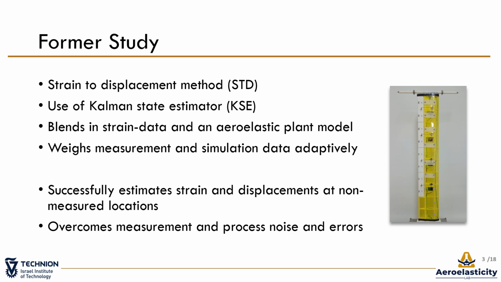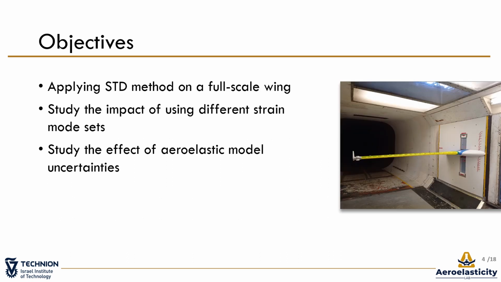A Kalman state estimator was used that adaptively weights measurement and simulation data to estimate strain and displacements at non-measured locations, clears out noise influence, and overcomes measurement error. The current study applies the shape sensing method on the A3TB wind tunnel model shown in the picture. This model is a full scale of the A3TB platform and aeroelastic demonstrator. See the paper for full details.